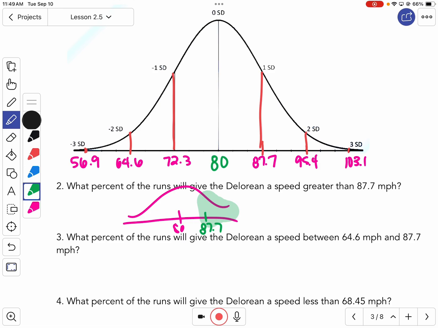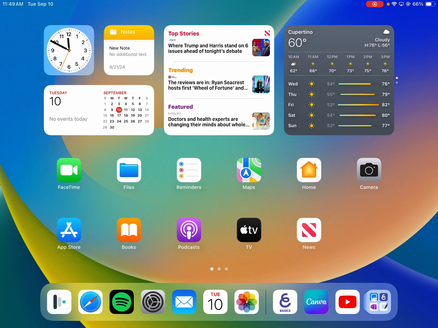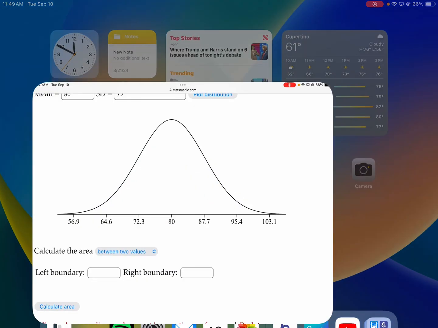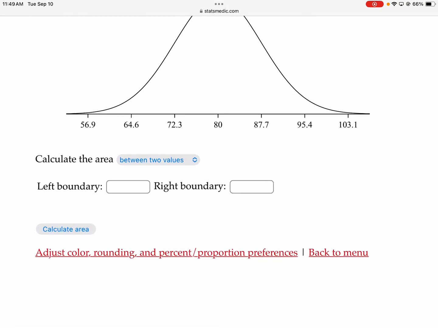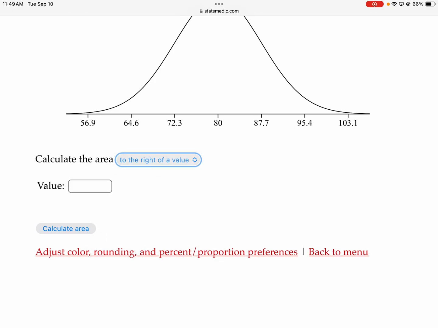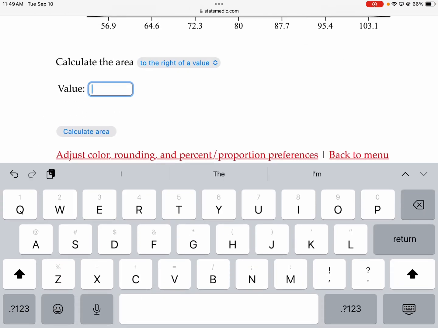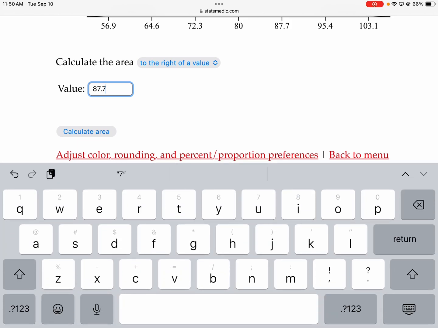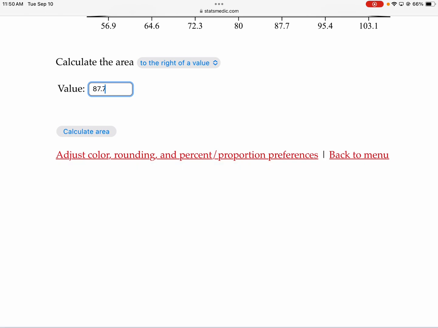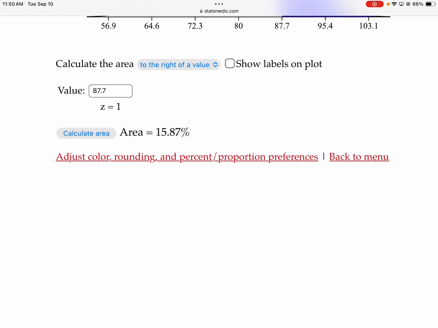All right, so here's what we're going to do. Go back to your applet, and this is the part where you have to know. Okay, if we go back to our applet, it's still there. Underneath our curve, do you see where it says calculate the area? All right, that's what that percent is. But here's the deal. I'm not picking 2 numbers. I'm going to the right of a value, because I wanted what was on the right-hand side. What was that number? 87.7, and we're literally just going to type it in, okay? And so we calculate the area, and what percent does it give me?